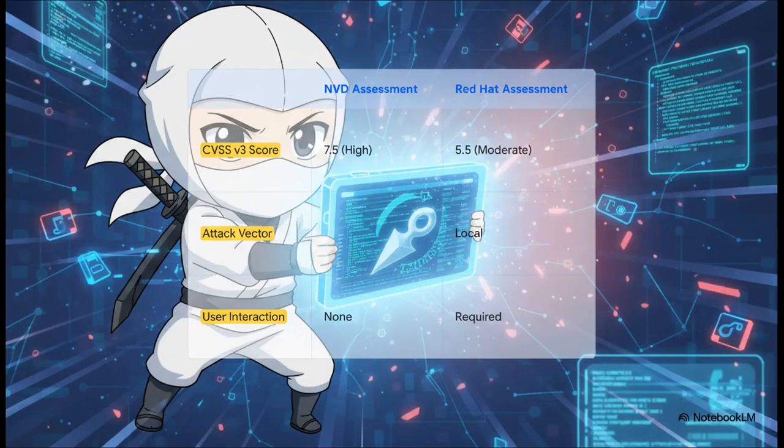Now, you might see some conflicting numbers on just how bad this is, and this slide breaks down why. You've got the National Vulnerability Database scoring it at a 7.5. That's high severity. They're looking at it as a network-based attack, where a bad actor can just inject a packet into your live capture. No user interaction needed. But then you have Red Hat rating it a 5.5, moderate. Their threat model assumes a local attack, where you have to be tricked into opening a malicious file. For our purposes, we always plan for the worst-case scenario, so we're aligning with the high-severity rating.